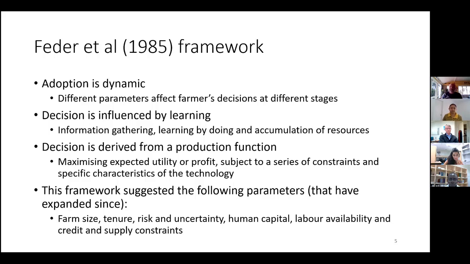So in that original study, they proposed these parameters that are here, but since then, and I'll touch on that later, it has expanded enormously. In their study, they used farm size, tenure, risk and uncertainty, human capital, labor availability, and credit and supply constraints. So they are, as I said, the initial set of variables that they looked at, but that evolved in recent studies.